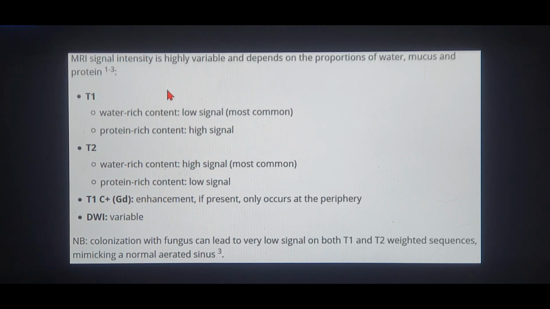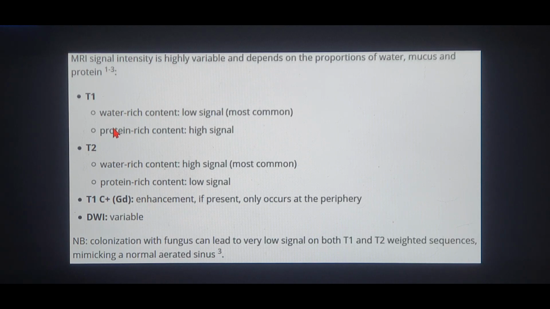So we should know about T1, T2 and T1 post contrast. In case of T1, if it is water rich, if the fluid is more, if it's clear water, we all know it will always appear hypointense. That is low signal, most common.